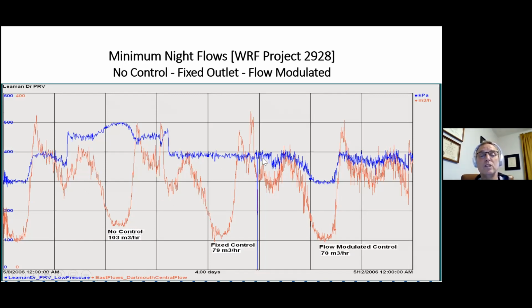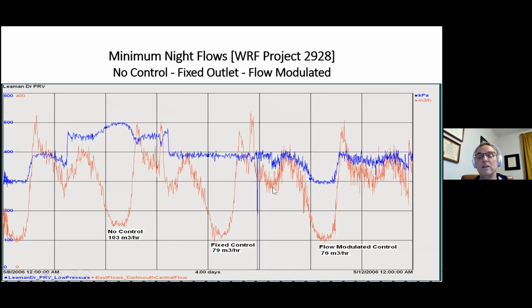So then we went to the traditional fixed outlet. This is where I tell you, you put your pilot to work to set it at a specific downstream pressure all day long. And I can tell you, the valve is doing its job. Look at this pressure. Very consistent all day long. Okay. Now, what happens? You do a little bit better than what you did before. You went from 103 cubic meters per hour down to 79 cubic meters per hour. So this is a good way to control pressure. Make no mistake. This is the traditional method.